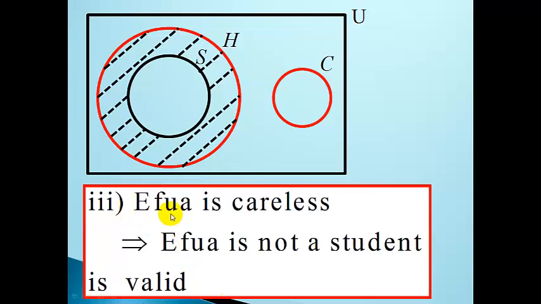Now Ifua is careless. That means that Ifua is here. Implies Ifua is not a student, which is true because if Ifua is careless, then it means that Ifua is here. If Ifua is here, he cannot be a student at the same time. So this statement is also valid. This argument is also valid.